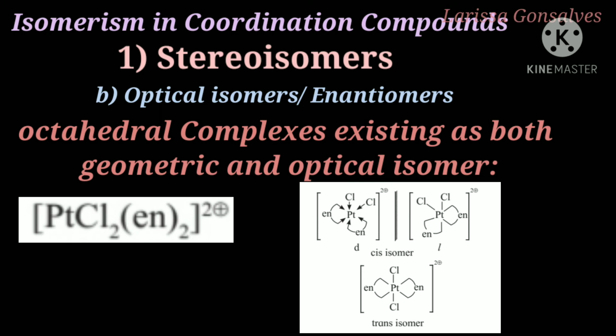When we place a mirror, we get the l isomer. However, in the trans isomer, we see that Cl is placed on the top and bottom, whereas en, that is ethylene diamine, is placed on either side. So even if we place a mirror, we are going to get the same structure. Hence, an enantiomer of the trans isomer is not possible.